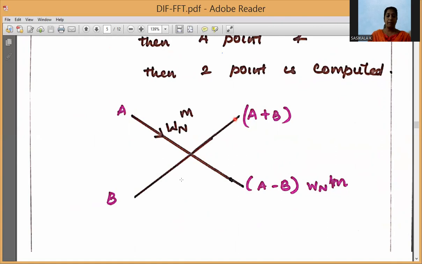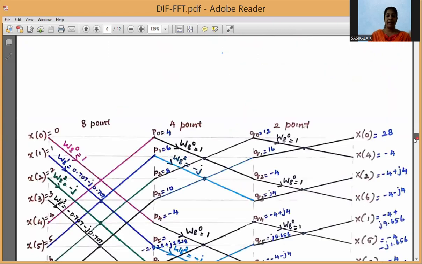Here I have drawn a butterfly, and A and B are the inputs, and the twiddle factor W base n power m is drawn in the first input. So the first output is A plus B, whereas the second output is A minus B into W base n power m. Okay, so this is the butterfly diagram.